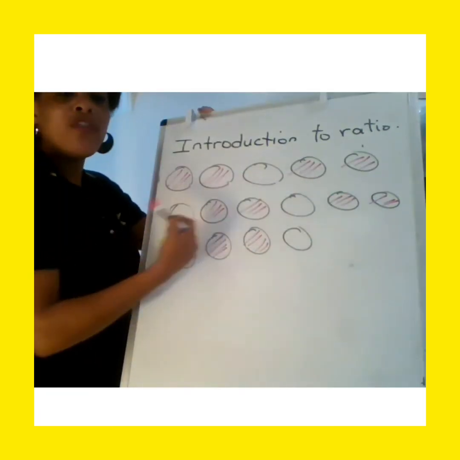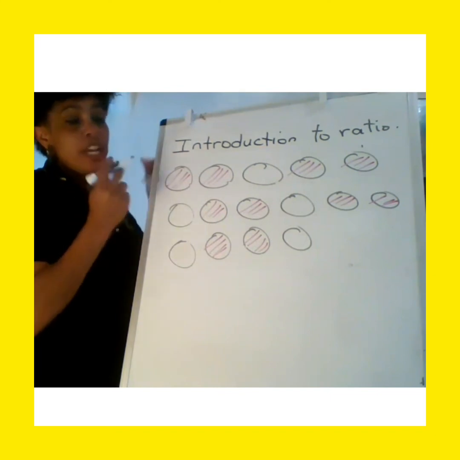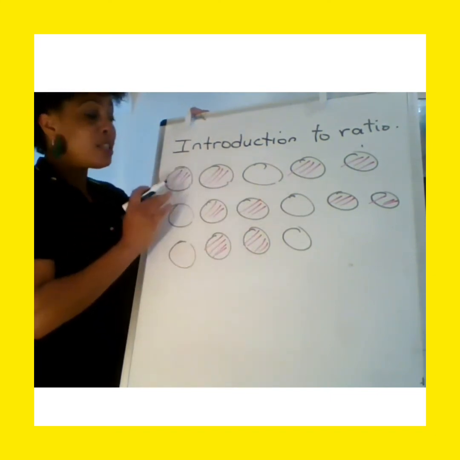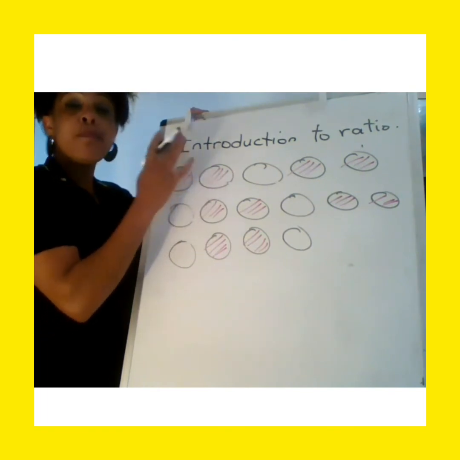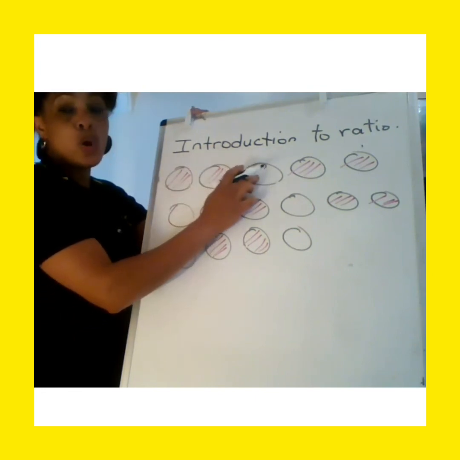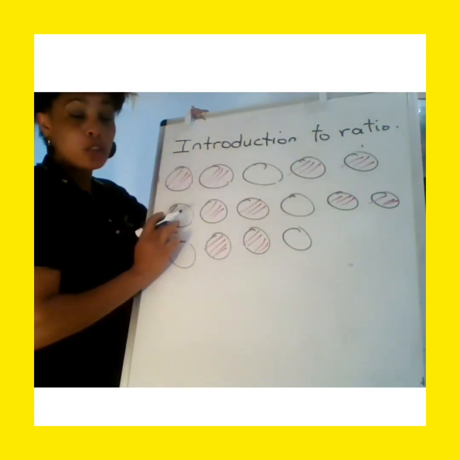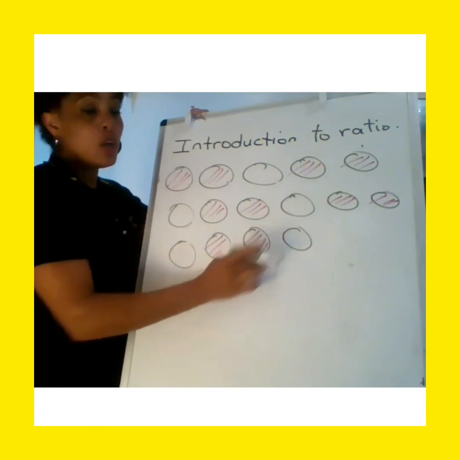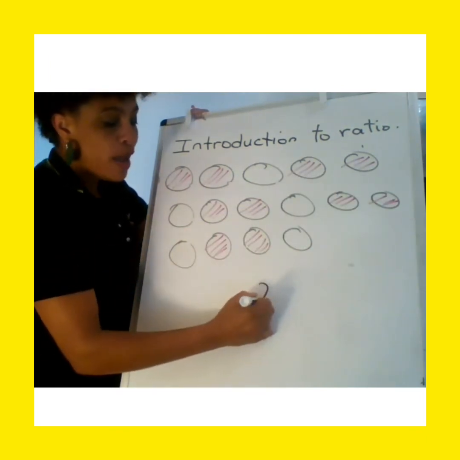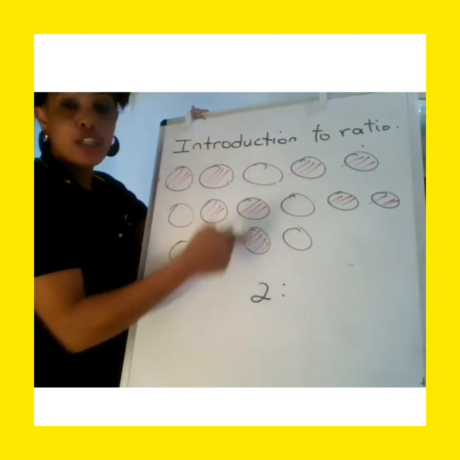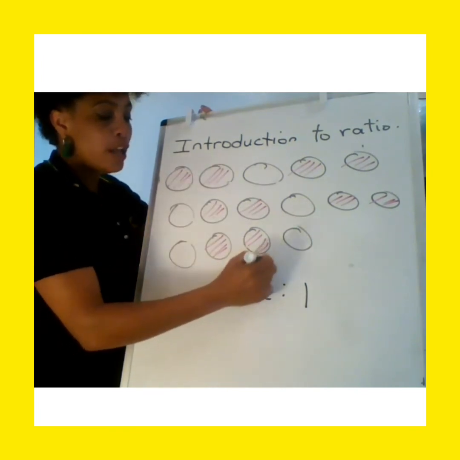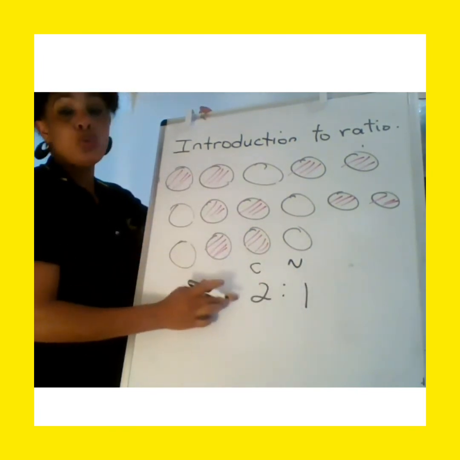Now, if we could look at this final example of ratio, here I have a ratio. I'm asked to describe the ones that are colored in comparison to the ones that are not colored. So here we have 1, 2 colored, one's not colored. 1, 2 colored, one's not colored. 1, 2 colored, one is not colored. So I have the ratio of colored to non-colored is going to be 2 to 1. The ratio of colored to non-colored is 2 to 1.